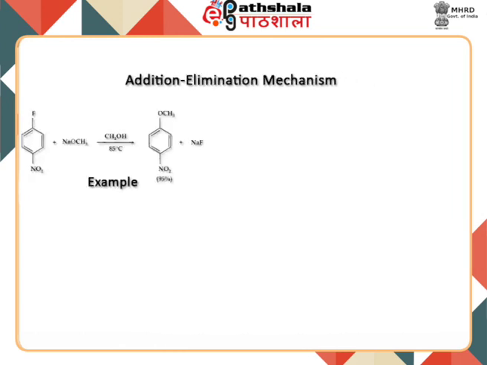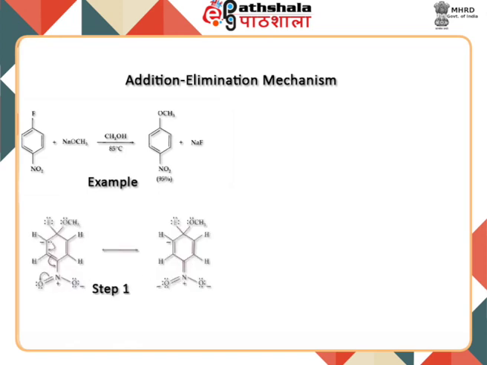An example of a reaction undergoing the addition-elimination mechanism is the reaction of para-nitrofluorobenzene with sodium methoxide. It is a two-step mechanism. The first step is a slow step. Aromaticity of the ring is lost in this step. The nucleophile attacks the aryl halide and bonds to the carbon that bears the halogen. The intermediate formed is stabilized via resonance.